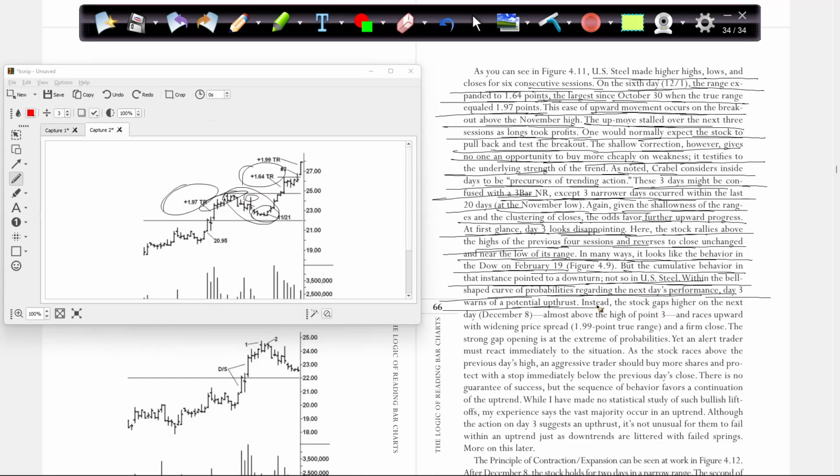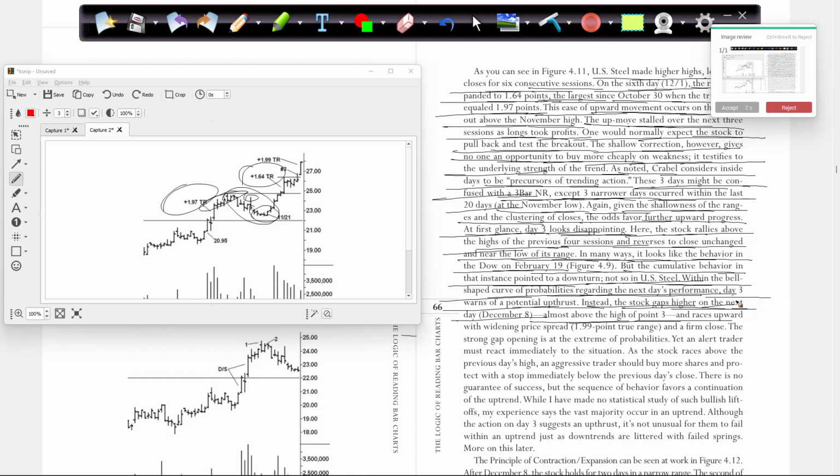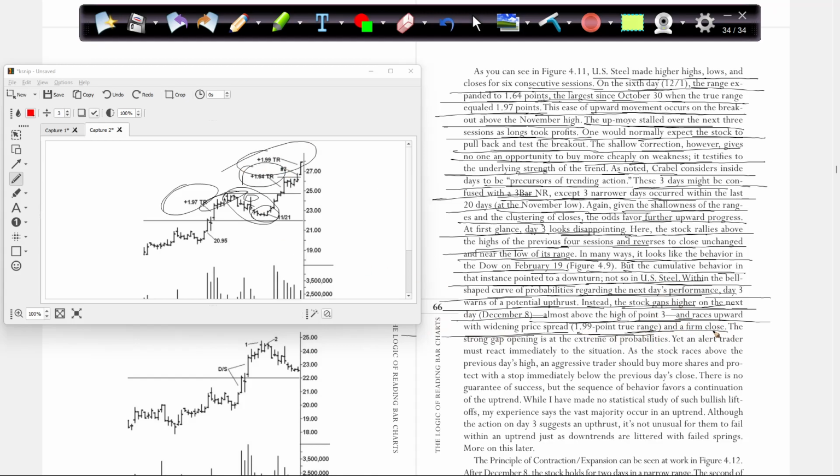Instead, the stock gaps higher the next day, December 8, almost above the high of point 3, and rallies upward with a widening price spread of 1.99 range and a firm close. The strong gap opening is at the extreme of probabilities. Yet an alert trader must react immediately to the situation as the stock races above the previous day's high. An aggressive trader should buy more shares and protect with a stop immediately below the previous day's close.